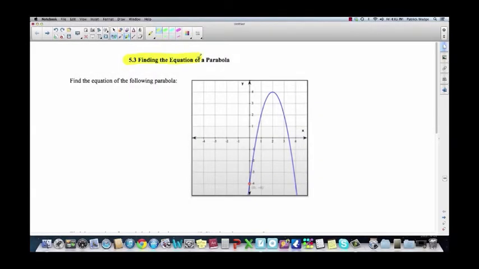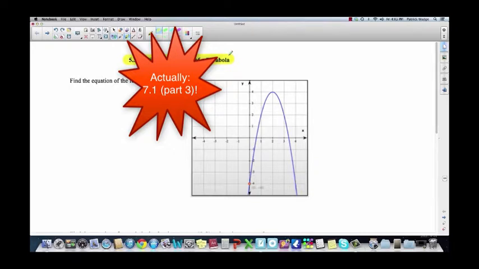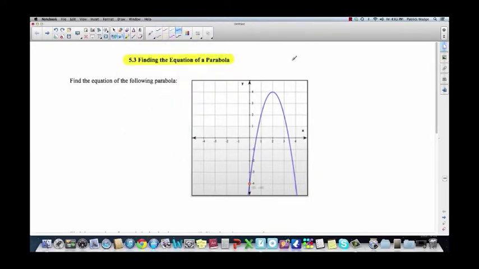Find the equation of a parabola in 5.3. So for this section, the main thing you want to remember is the standard form equation of a parabola: y equals a(x minus h) squared plus k. That's your key to this section. So only 3 examples. For once I can confidently say this will not take a long time.